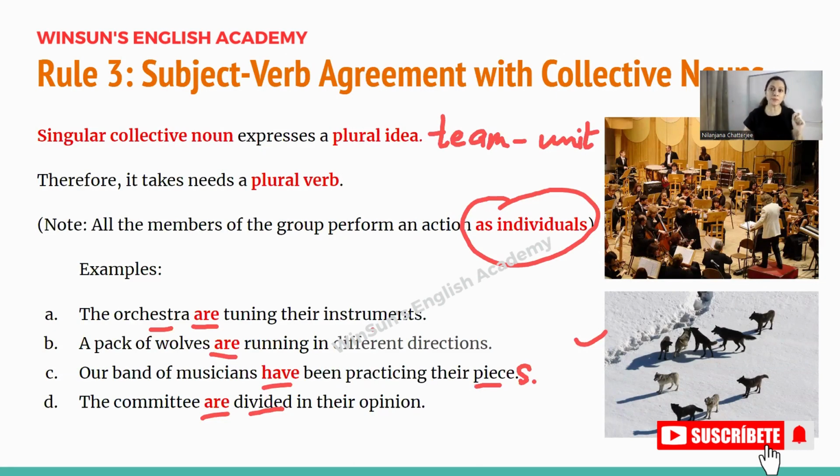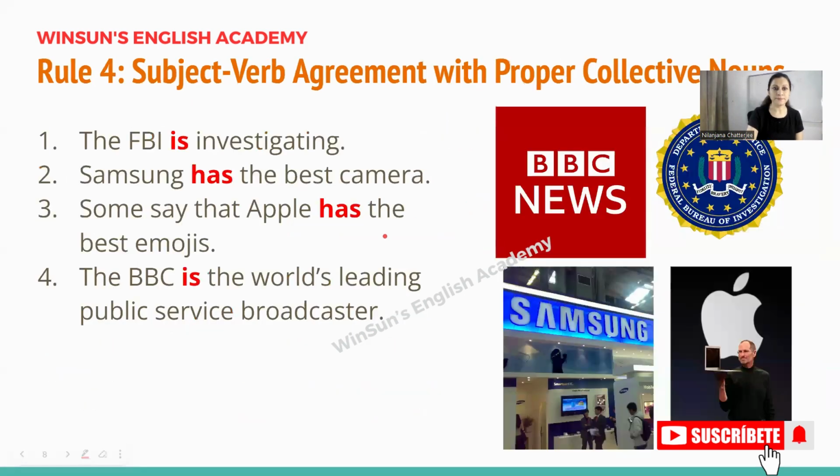Please remember these key words when you are preparing for your entrance test. Whenever you get questions like this, ask yourself, are they working together or are they working as individuals? You will immediately know the answer. Trust me. Okay. Now, let's move on to the next one.